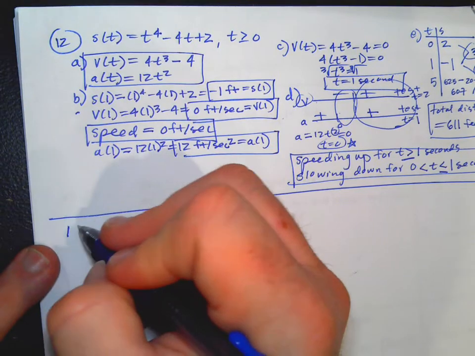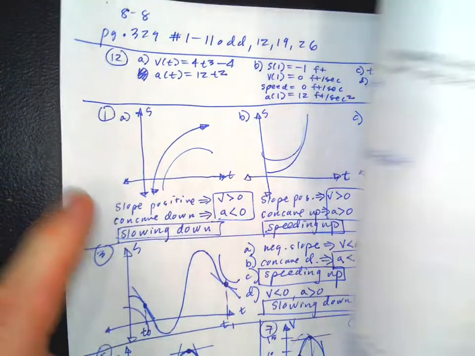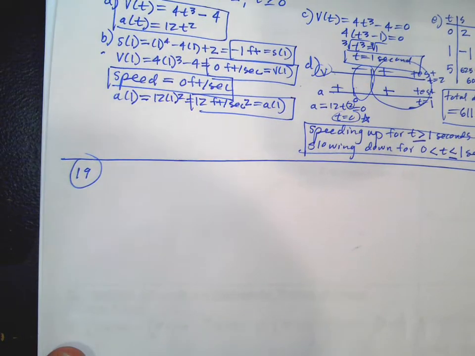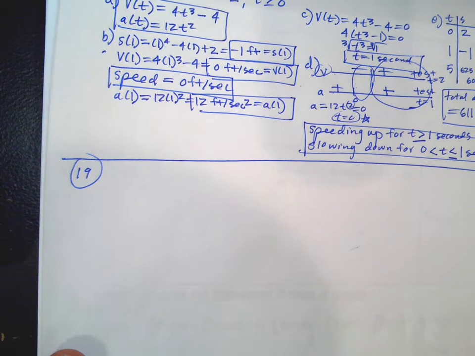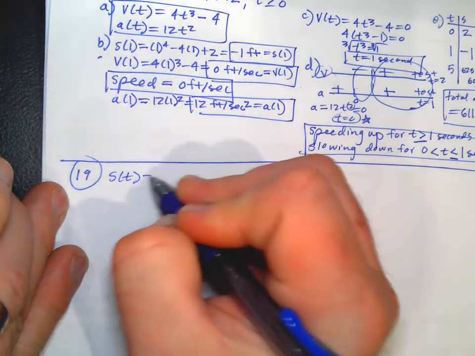Next problem was 19. 19 says the position function of a particle moving along the coordinate line is given. So they're giving you the position function.